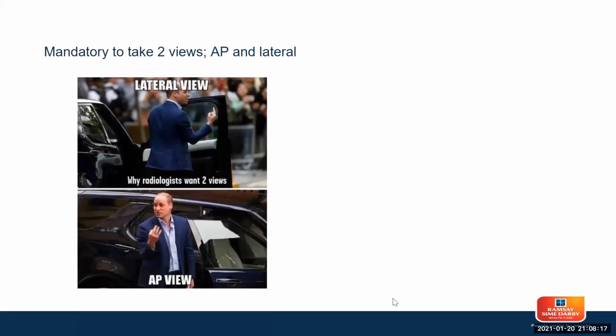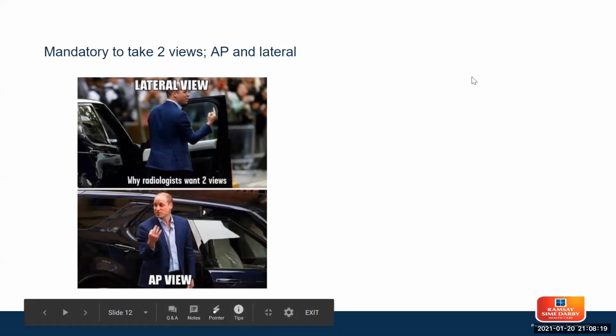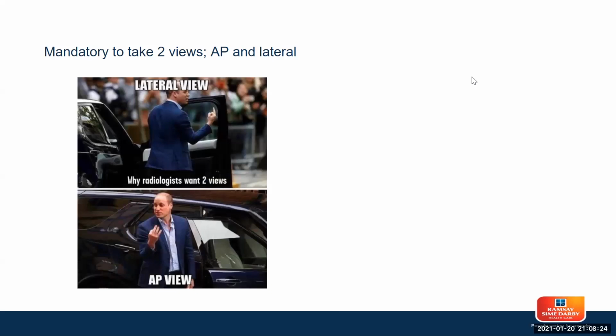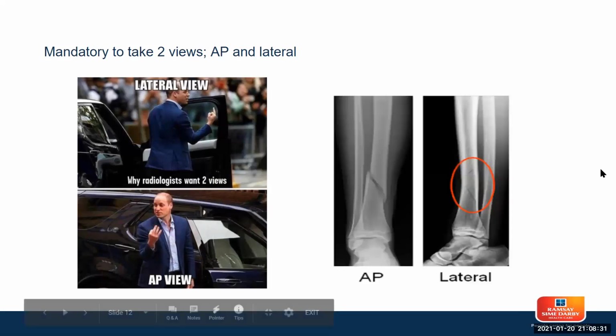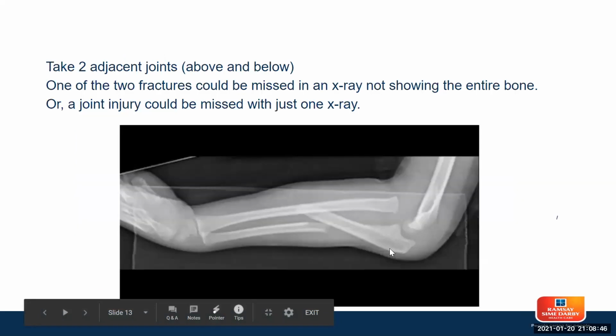Okay, so mandatory again to take two views, AP and lateral. Why is that? Because you can easily miss things or interpret them wrong if you look at it from just one view. Okay, so this is a clear example. If you didn't take the other view, you would think something completely different. All right, and it also happens in actual orthopedics as well. If you're just taking a lateral view, you don't really get a good idea where the fracture is. Whereas if you take an AP view, you can see there's a nice spiral fracture over there. So it's always mandatory to take two views in any X-ray, at least two views.